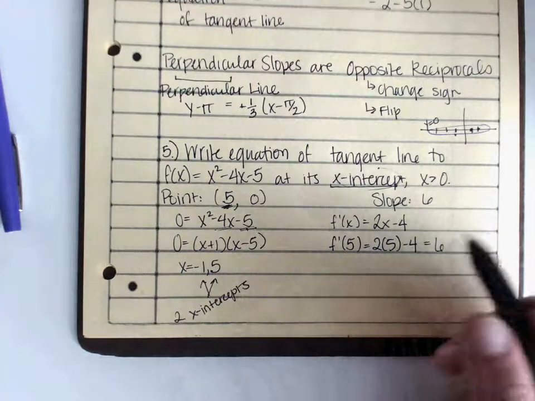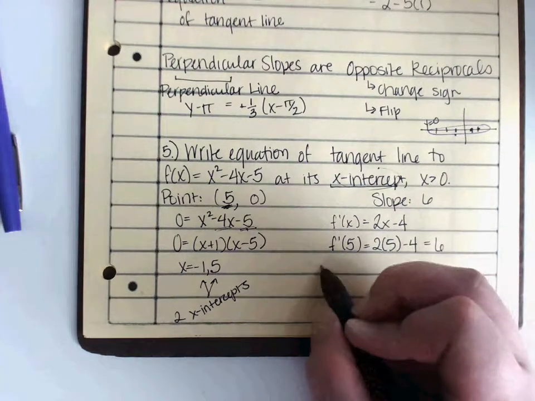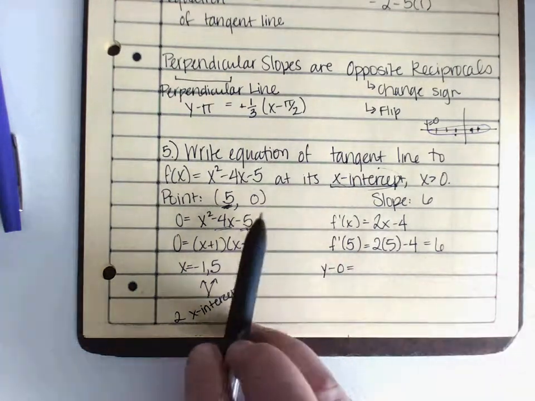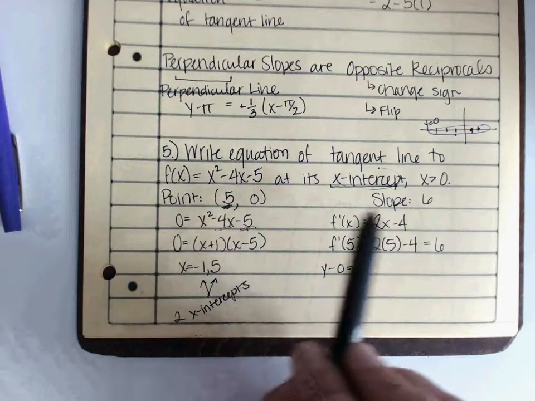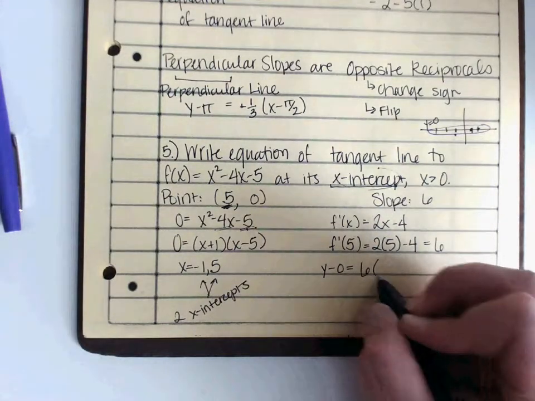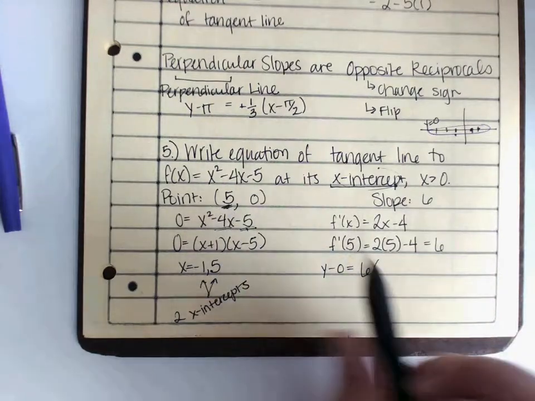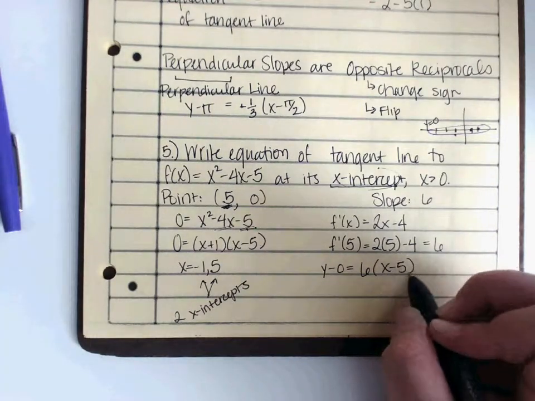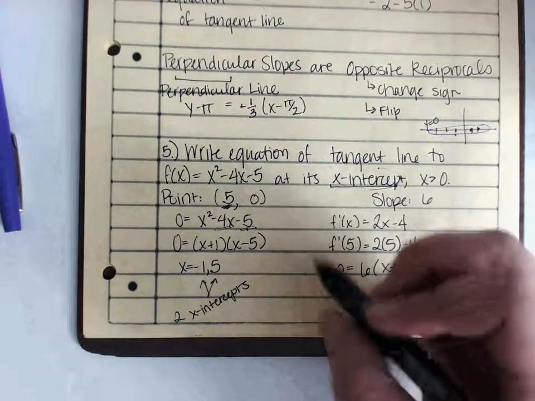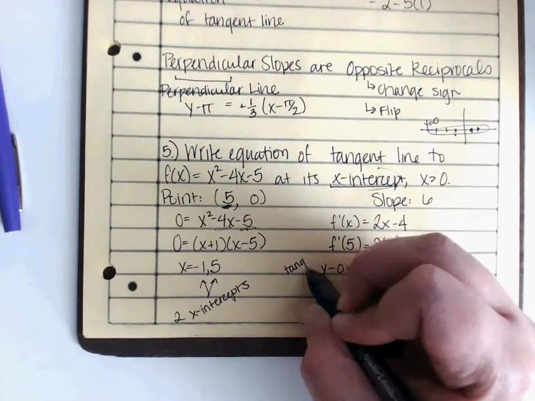From there, let's write the equation of our tangent line. So it's going to be y minus 0, pulling my 0 from right there. My slope is 6, always goes in the front. And then if my x was a 5, it'll be x minus 5. Now, that's your tangent line.